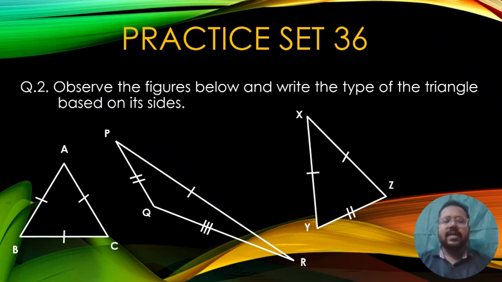In the third triangle XYZ, the sides XY and XZ measure equally, and YZ measures different from both of them. Hence, it is an isosceles triangle. I hope you understand now, and we are going to proceed with the next category of triangles, that is triangles based on angles.